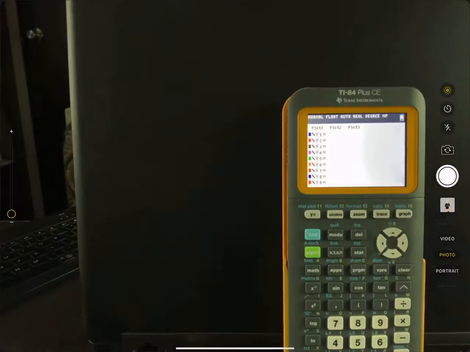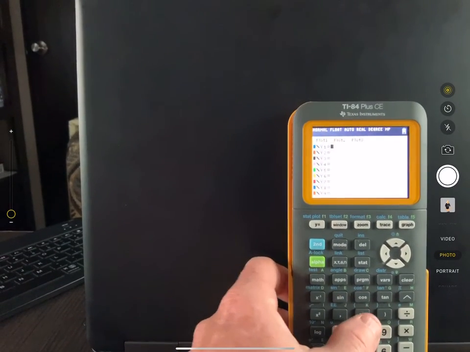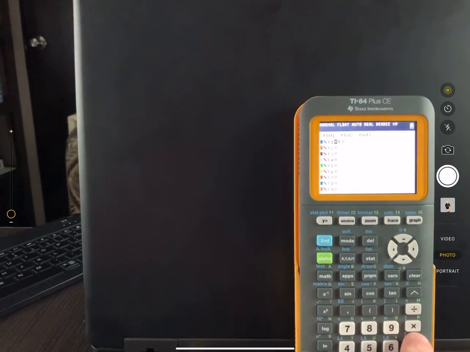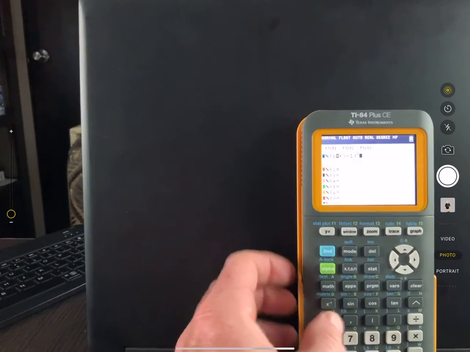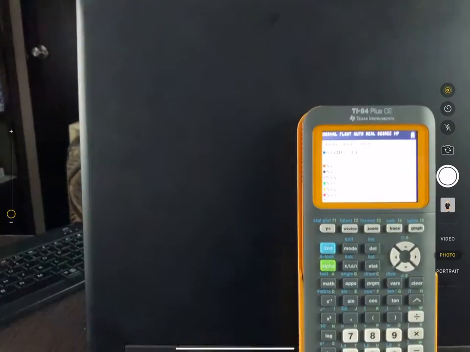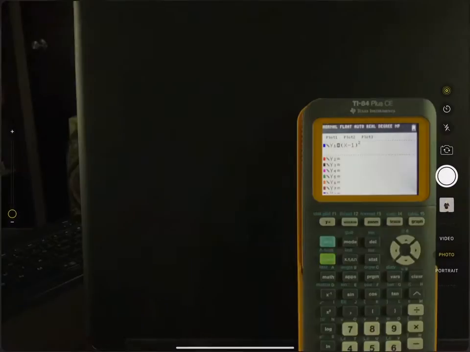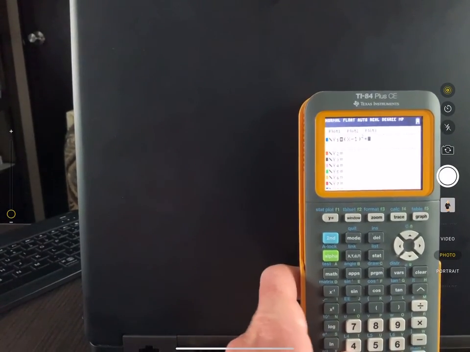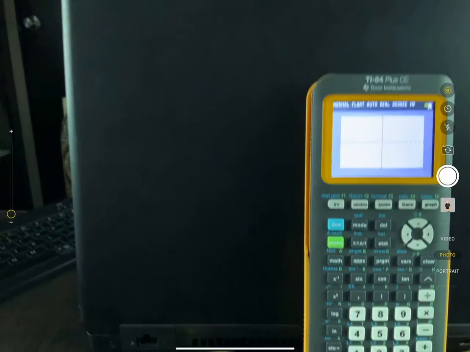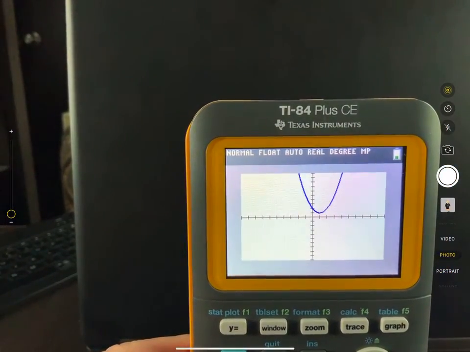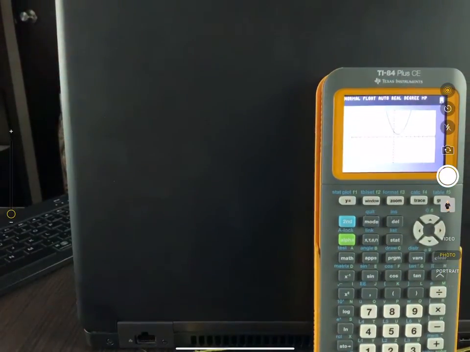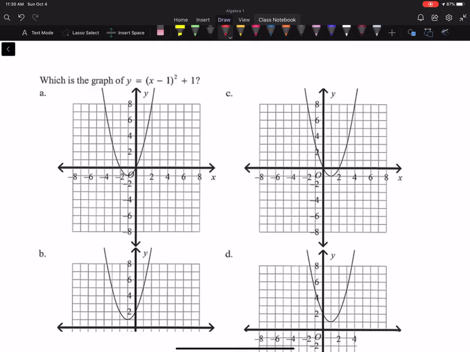So you just go to your y equals, and you'll put parentheses x minus 1, squared, and then plus 1. Was it plus 1? Plus 1. Okay, that's what I thought. And you hit graph. And if it focuses on there, you can see your answer. Bring it in a little closer. All right, that's what it should look like. Now, you don't have to do that. That is just a little way to check yourself.